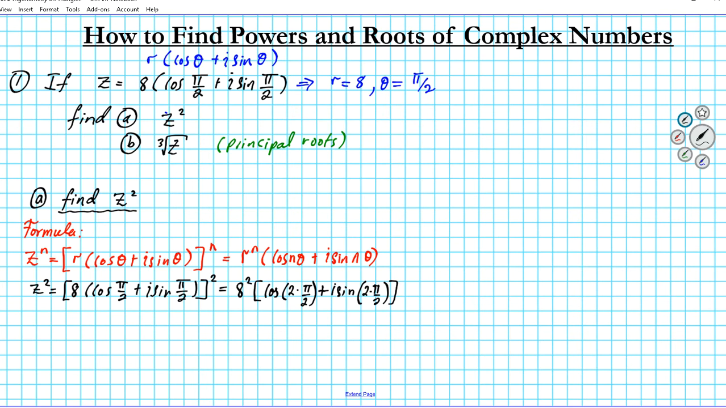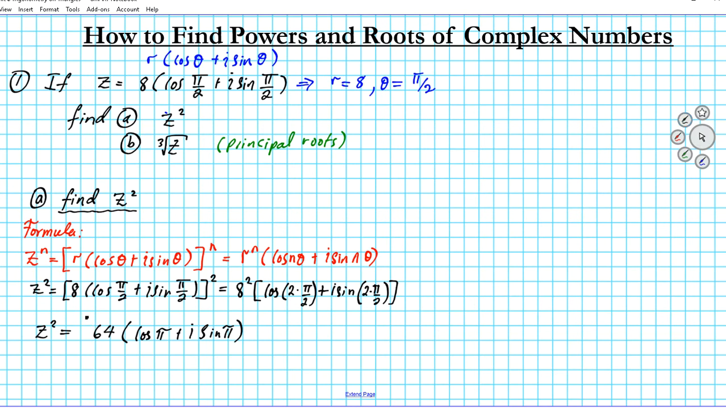Alrighty, so that's how it is. Let's go ahead and simplify our answer. We're going to have 8 raised to the second power is 64. 64 cosine. So the pi over 2's divide out. So we have 64 cosine pi plus i sine pi. All right, so this is the z raised to the second power in polar form.